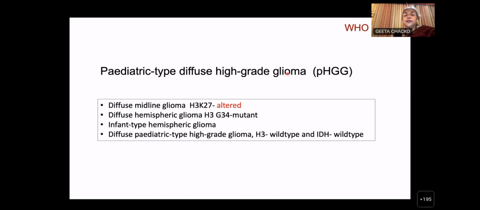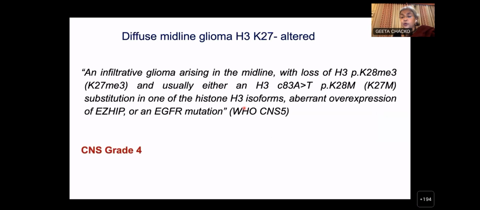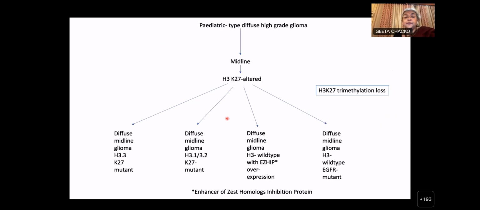So these come under the group of pediatric type diffuse high-grade gliomas. We just finished with low-grade. And again, here there are 4 entities. And this particular one you saw came under the H3K27 altered. Now, you will see a loss of expression of the trimethylation protein. And it can either have the K27 mutation, or it can have an aberrant expression of a protein called EZHIP, or if it's a bithalamic tumor, it can show EGFR mutation. So under the umbrella of altered, the common factor is that they all show this H3 trimethylation loss.